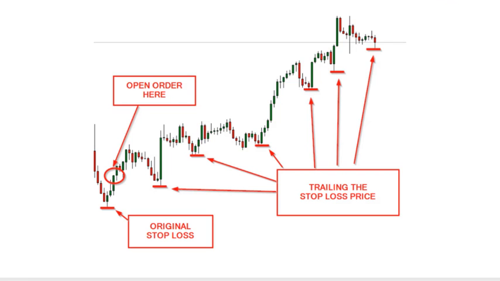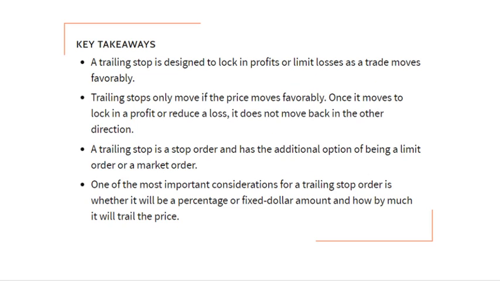A trailing stop is designed to protect gains by enabling a trade to remain open and continue to profit as long as the price is moving in the investor's favor. The order closes the trade if the price changes direction by a specified percentage or dollar amount. Trailing stops only move in one direction because they are designed to lock in profit or limit losses.